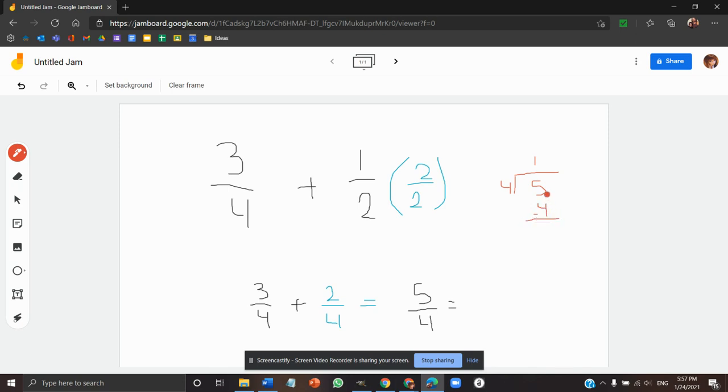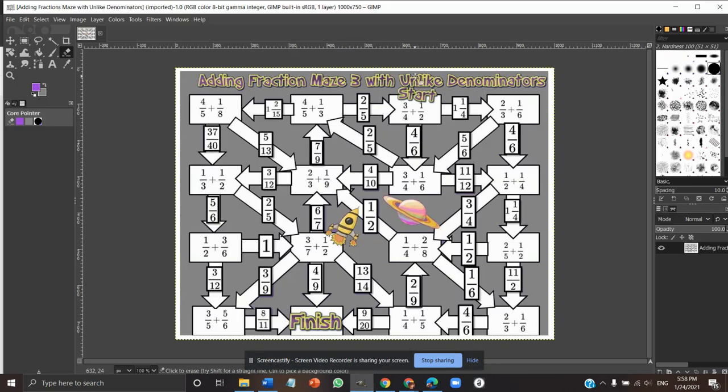Then I'm going to subtract. 5 minus 4 is 1. Therefore, my answer here is 1. That is my whole number there. What I had left, 1, and my denominator, 4. And that is my answer. Now that I know that 3/4 plus a half is 1 1/4, I'm going to go back to my maze and look for that answer, and I see it right there.